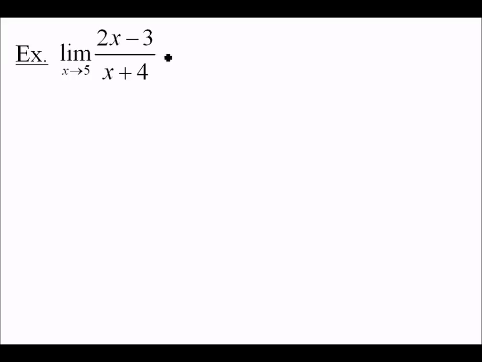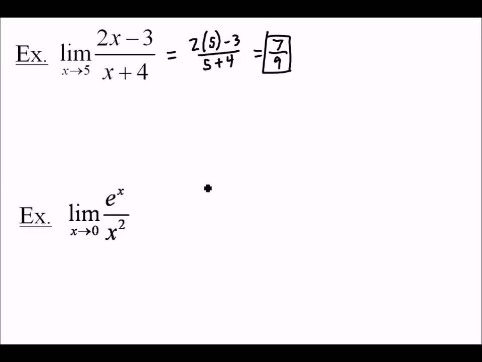I forgot the most important step, which is to plug in the number first. If I plug in the number, I'm going to get 7 over 9. That's my answer. I don't need L'Hopital's rule. Always plug in the numbers first because, of course, if you don't get 0 over 0 or infinity over infinity, then you're not going to use L'Hopital's rule.